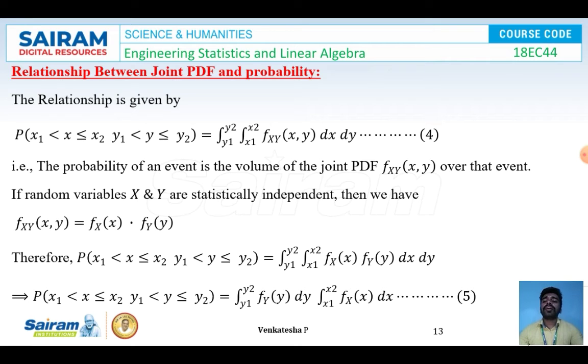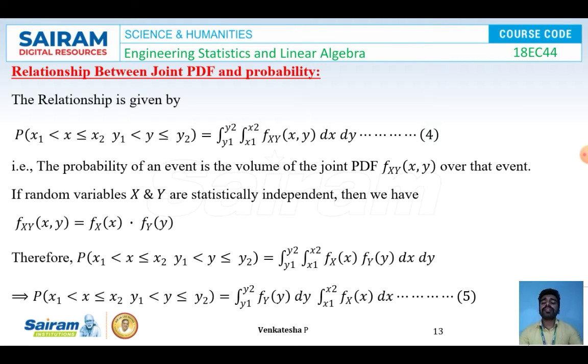So next is the probability of x1 < x ≤ x2, y1 < y ≤ y2, which can be written as the integration from y1 to y2, integration from x1 to x2, of the joint PDF function f_XY(x, y) dx dy.